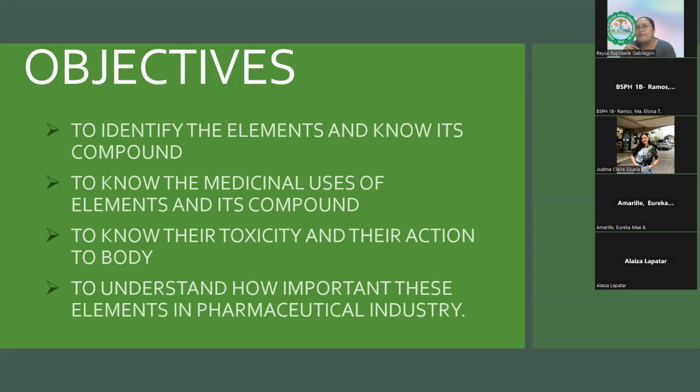But actually, we have an activity in the laboratory, activity number 3, entitled Compounds, where you learned naming and at the same time making the chemical formula. It will be easier for you in the exam if you really know how to name and how to make the chemical formula. Then you only need to understand and memorize the medicinal uses and industrial uses of these elements and their corresponding compounds. Okay?